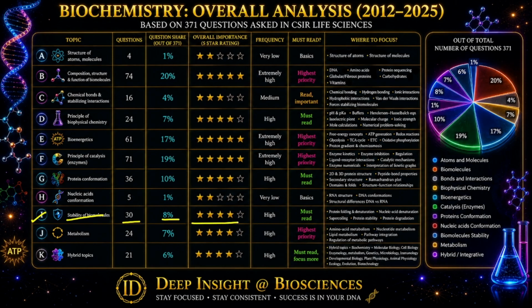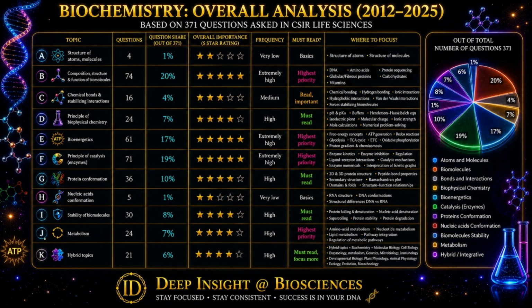It has a 4-star importance rating and a high frequency, so it must be read topic. Focus on protein folding and denaturation, nucleic acid denaturation, DNA supercoiling, protein stability and protein degradation. Understand the factors affecting stability, including temperature, pH, mutations, solvents, and non-covalent interactions.